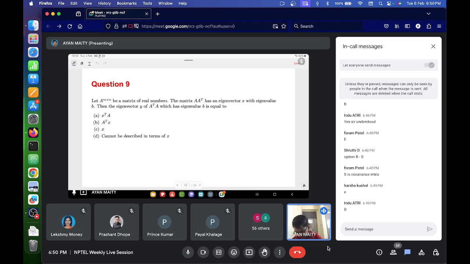Question 9. Let A, m cross n, be a matrix of real numbers. The matrix A transpose has an eigenvector x with eigenvalue b. Then the eigenvector y of A transpose A, which has eigenvalue b, is equal to. There are 4 options.